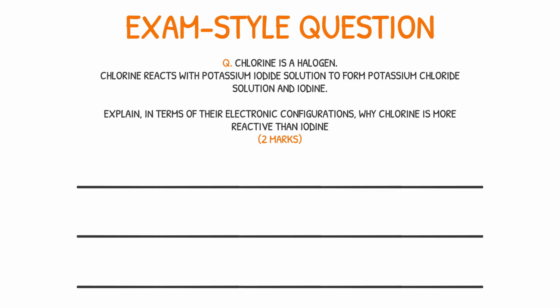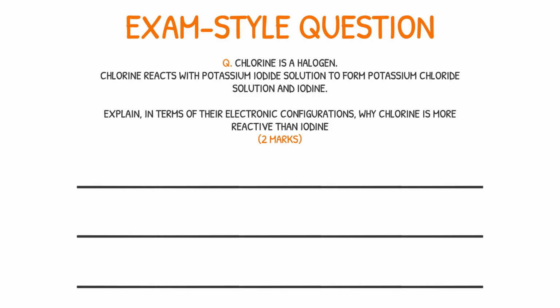Chlorine is a halogen. Chlorine reacts with potassium iodide solution to form potassium chloride solution and iodine. Explain, in terms of electronic configurations, why chlorine is more reactive than iodine. As always, the question has provided us with a plethora of information that we can use when writing our answer. The information in the second line of this question details that chlorine is able to displace iodine from its solution, therefore informing us that chlorine is more reactive than iodine.